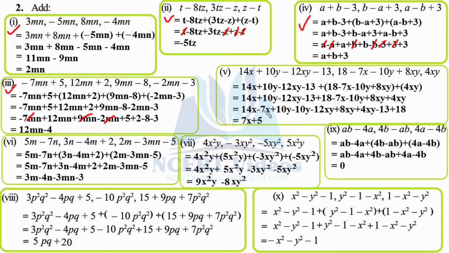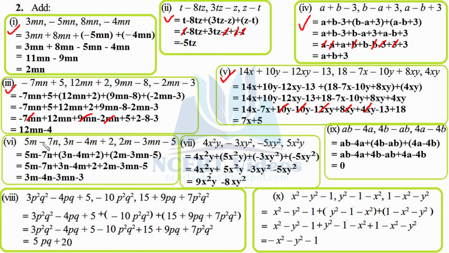14 minus 7 is 7x, therefore 7x came here, plus 10y minus 10y, cancel each other. 8 plus 4 is 12, again minus 12xy, this gives plus 12xy, therefore they are cancelled. And here minus 13 plus 18 gives you plus 5. So 7x plus 5 is your required answer.